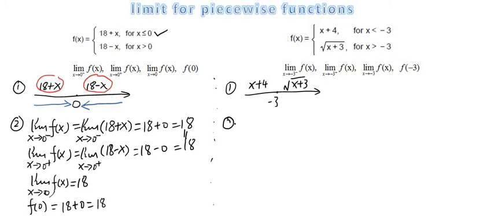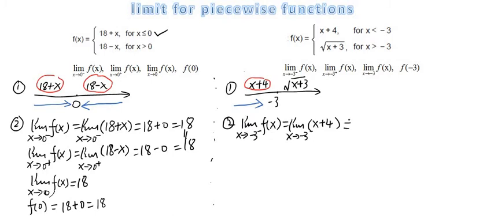Now we can evaluate the following limits. The first limit is x approaches -3 from the left hand side. So we can draw the arrow from the left hand side, or left arrow. It corresponds to f(x) is x plus 4. So we just plug in -3 into x plus 4. -3 plus 4 equals 1.